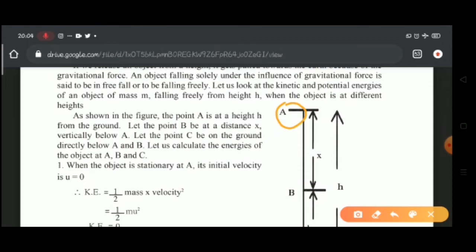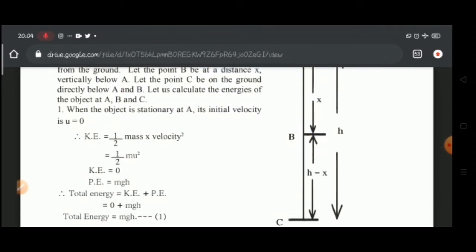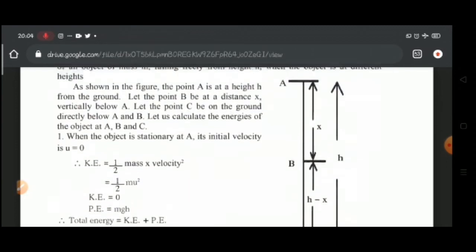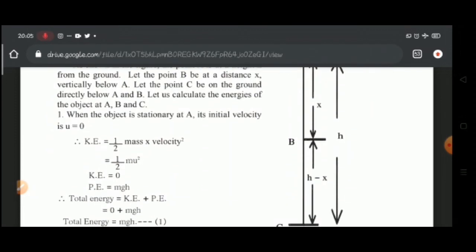Now let the point B be at a distance x vertically below A. Let the point C be on the ground directly below A and B. Let us calculate the energies of the object, the energy acting upon the ball which we are holding.